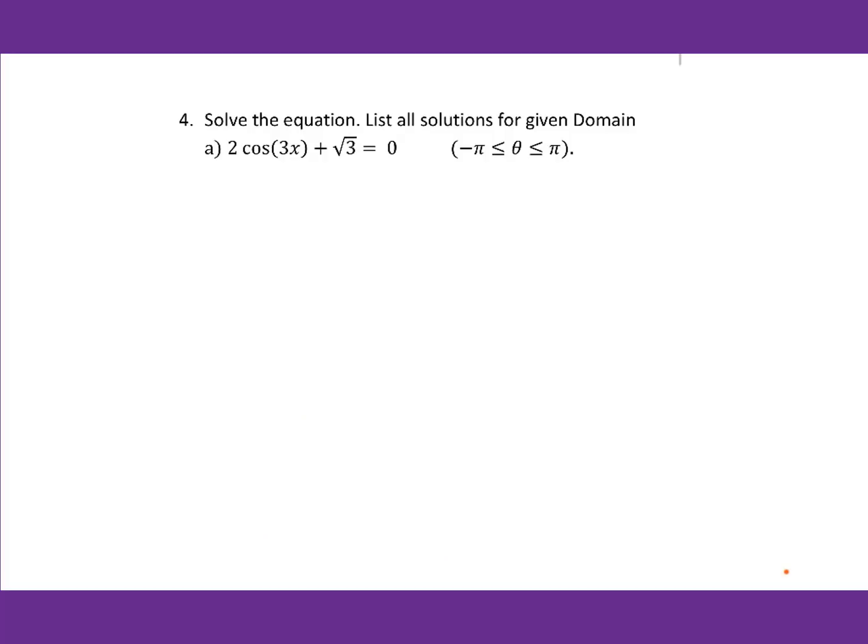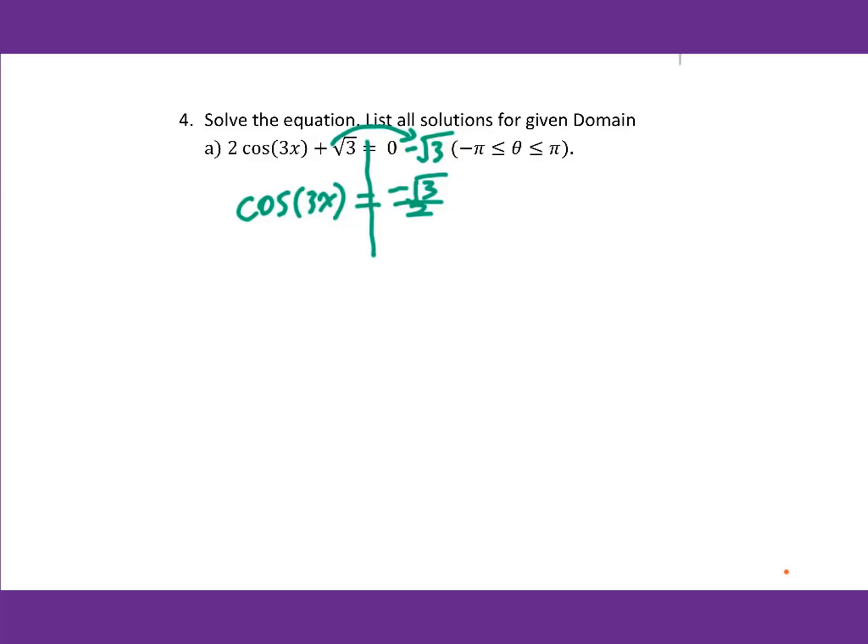For number 4, solve the equation. List all solutions for the given domain. For A, 2 cosine 3x plus square root of 3 equals 0. This is a linear pattern, so we need to isolate the variable on one side. Therefore, I subtract the square root of 3 and then divide by 2. We got cosine 3x equals negative square root of 3 over 2.